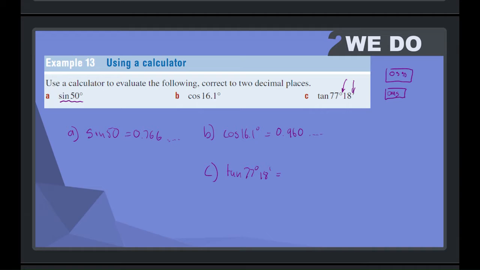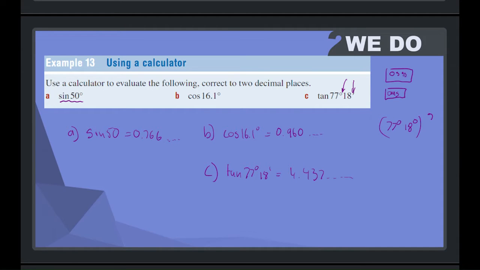Don't be alarmed that it shows up like this in your calculator. That's fine. Your calculator knows what you mean. It just can't make this symbol. And if you plug that in, tan 77 degrees 18 minutes, you end up with this number. Alright, there we have it.